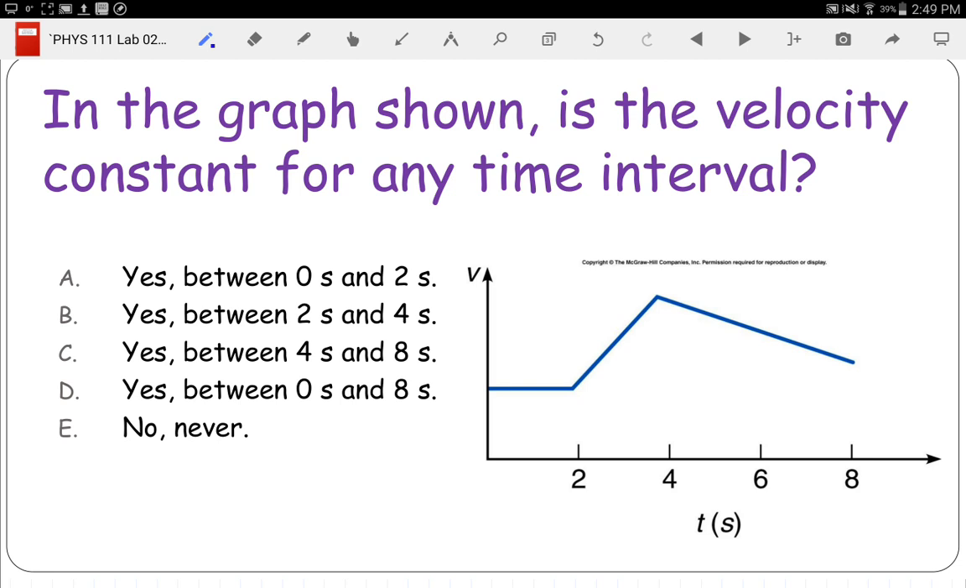And of course, we've already done finding the slope of the graph. So in the graph shown, is the velocity constant for any time? And you're supposed to, of course, answer which time period if your answer is yes.